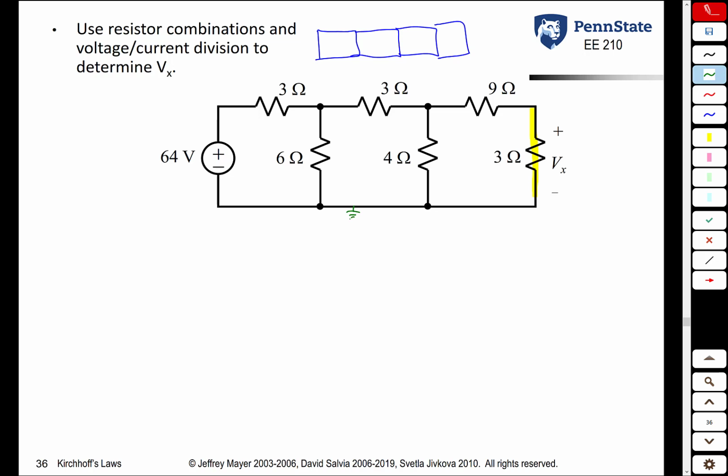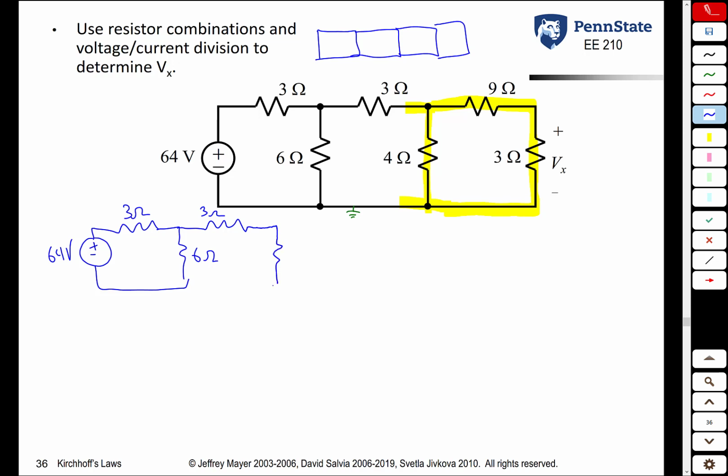So the first thing we want to do is collapse the network. The way we're going to do that is we're going to recognize that this 9 ohm and 3 ohm resistor are in series, and that series combination is then in parallel with this 4 ohm resistor. So doing that, we have a 64 volt source, our 3 ohm resistor here, our 6 ohm resistor here, another 3 ohm resistor there.